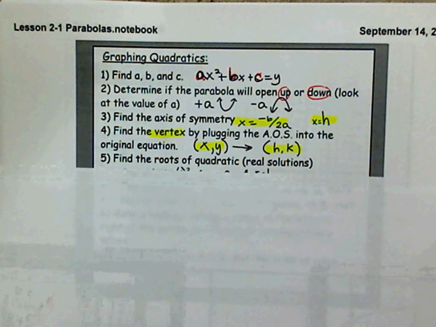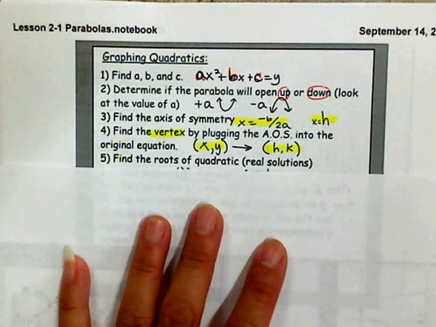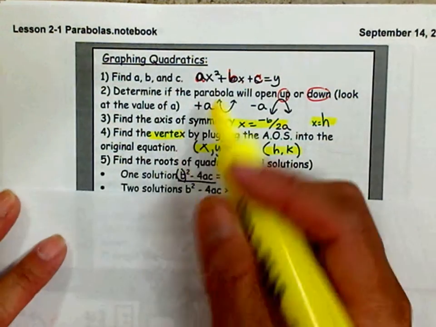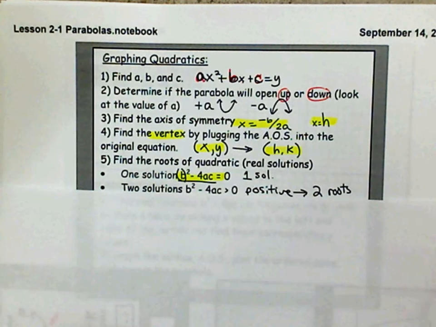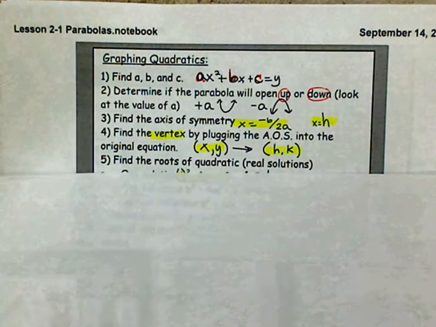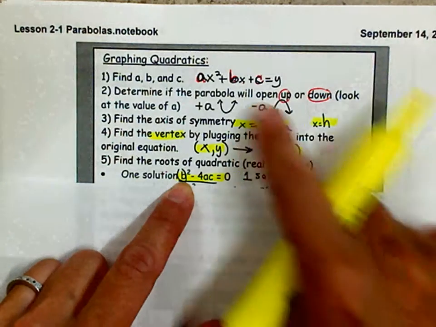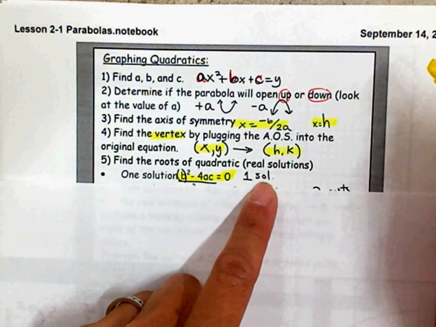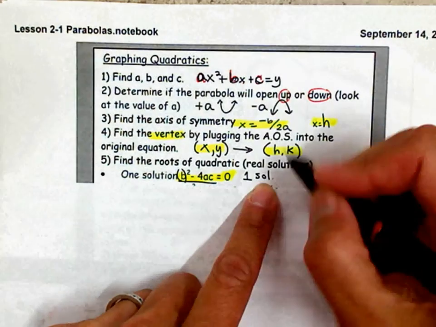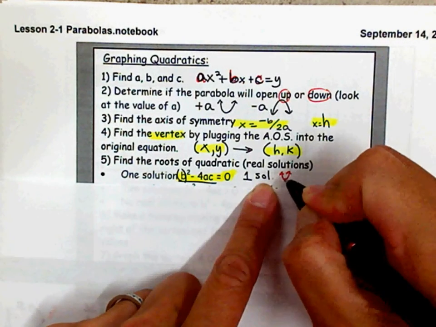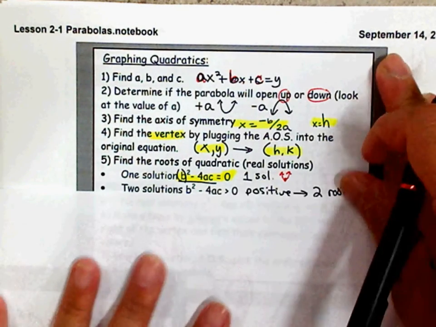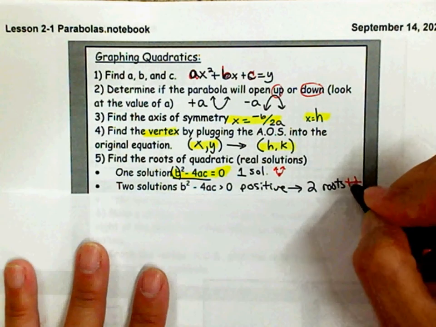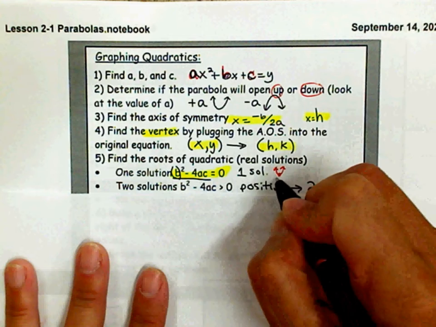Now, how do you find if you're going to cross the x-axis? Here we go, real solutions. When you plug into this formula, make sure you put parentheses around your b, in case that b is a negative. If you end up with a 0, that means you're going to touch the x-axis one time. If it is a positive, that means you're going to cross the x-axis twice. So there's your x, there's the x.